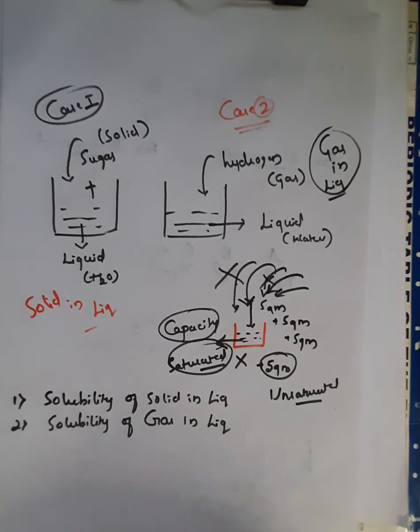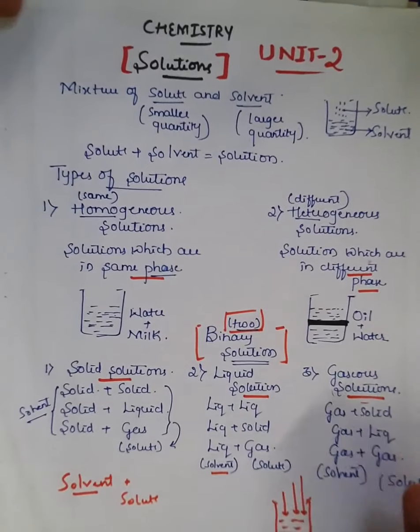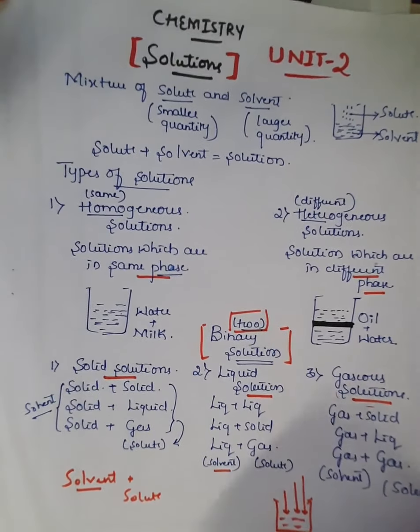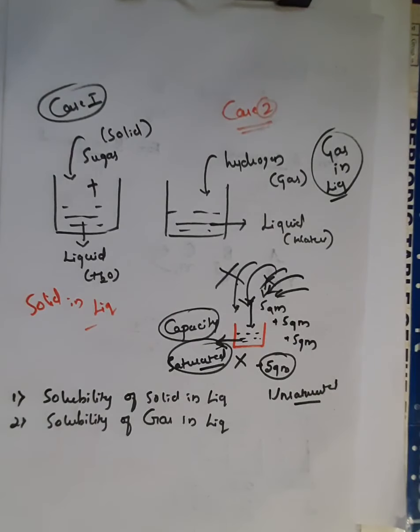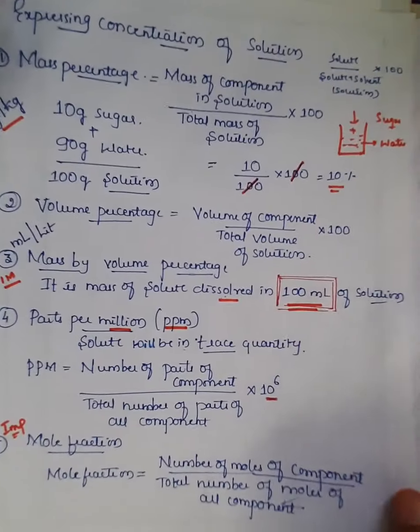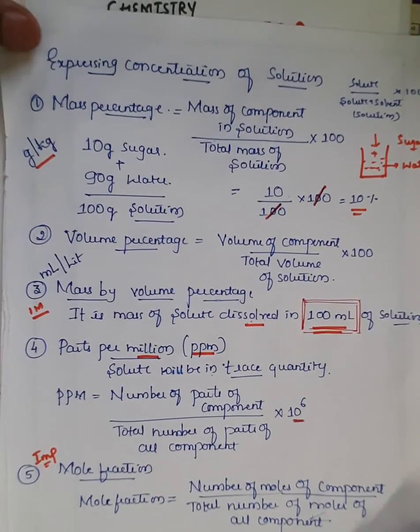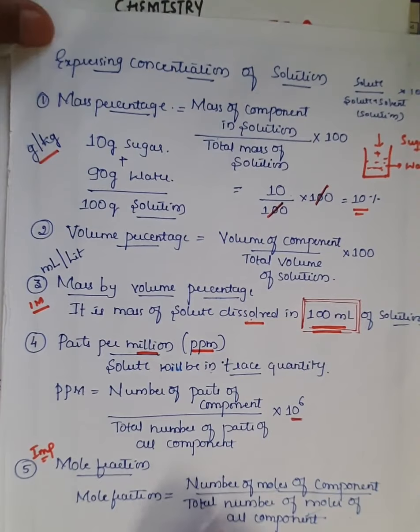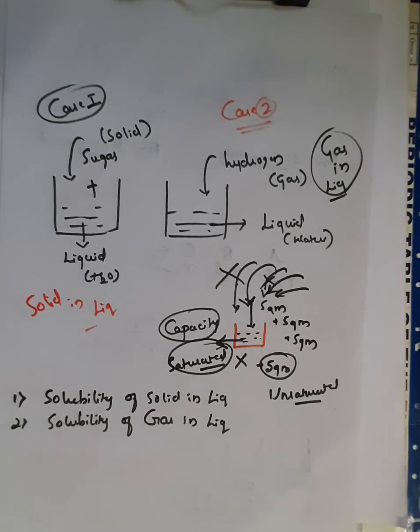Whatever we have studied today is the basic explanation about solutions and the definition of a solution, as well as two important types of solution, homogeneous and heterogeneous. Along with that, we have studied binary solutions, that is solid solutions, liquid solutions, as well as gaseous solutions. We have also studied expressing the concentration of solutions. There are 7 different types: mass percentage, volume percentage, mass by volume percentage, parts per million, and mole fraction. Along with that, molarity as well as molality.